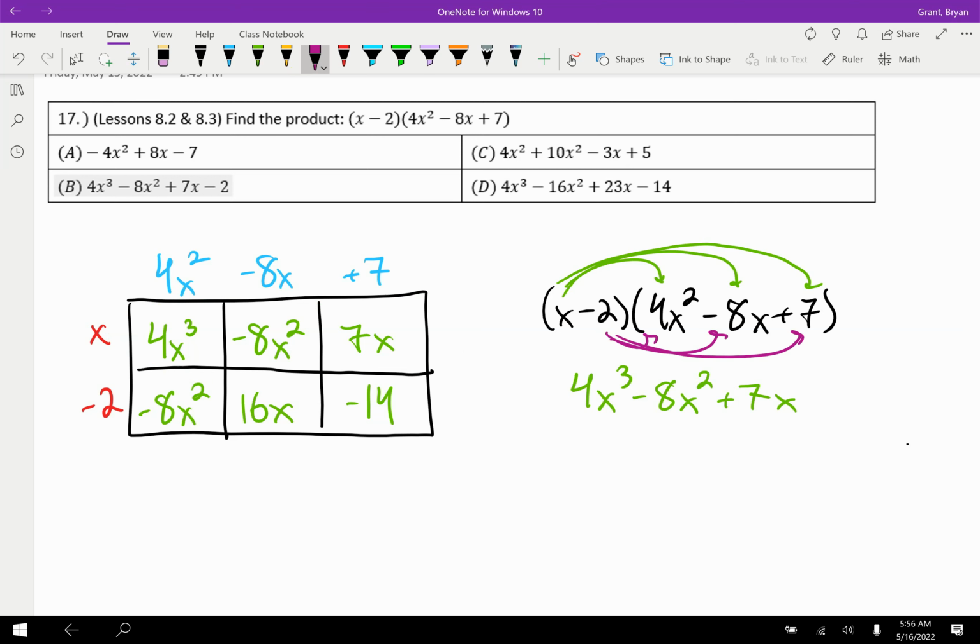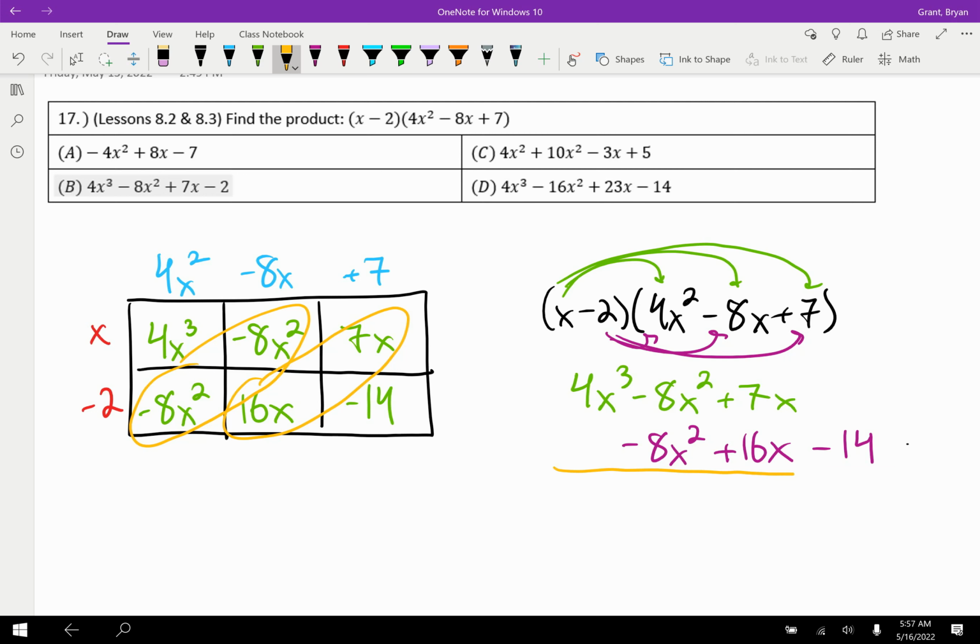And when I do that, I'm going to line up my like terms. So negative 2 times 4x squared is negative 8x squared. See how I line those up? And then negative 2 times negative 8 is positive 16x. And then last but not least, we have that negative 14. Lining up your like terms shows you what we have to combine. The box also lines up your like terms though. It just lines them up diagonally instead of on top of each other.